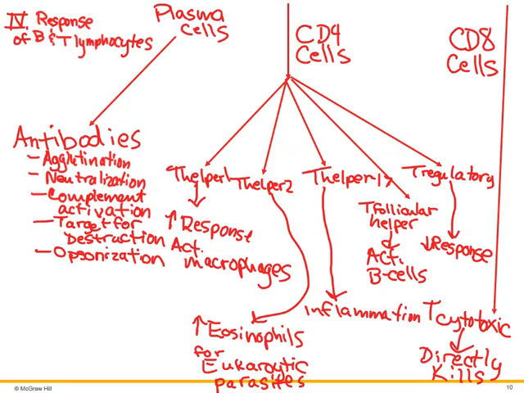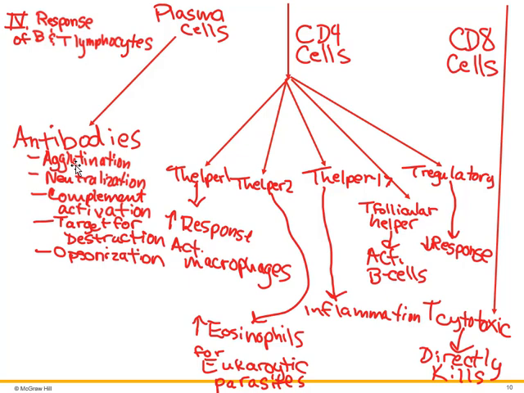So in this response of the B and T lymphocytes, and this is a lot, so I gave it its own slide, the plasma cells are going to make antibodies, and you need to be able to list at least 4 of these functions. So agglutination, they clump together; neutralization, they neutralize their target; complement activation, they activate the complement that would usually result in the MAC attack and the lysis of the cells; destruction, they're going to tag cells for destruction, and that increases phagocytosis, and that's related to opsonization.